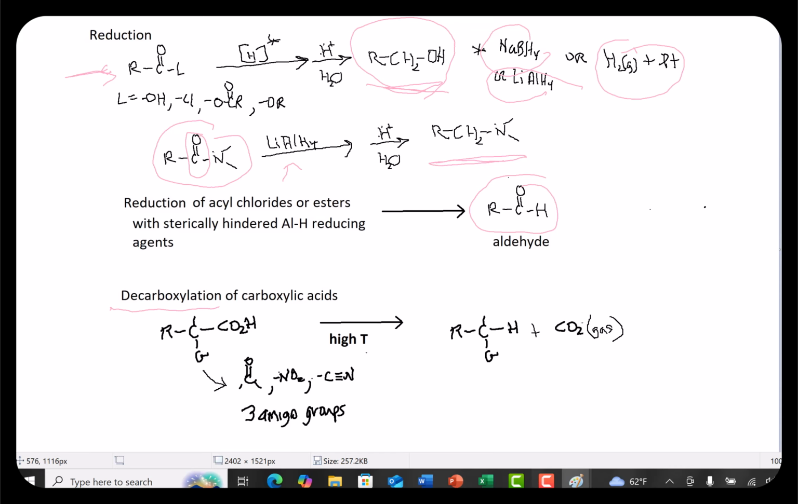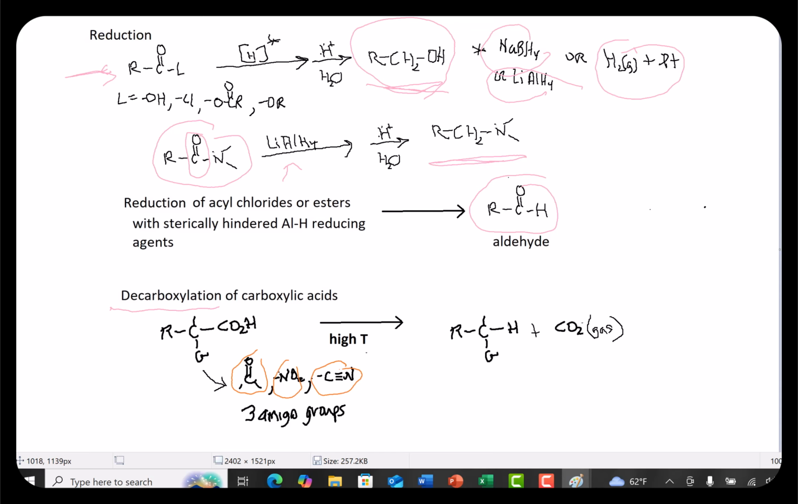This G compound, or G symbol, what's important is that it's attached to the carbon adjacent to the carboxyl group. An adjacent carbon is called the alpha carbon. So this G group we could call an alpha substituent. And there's three possibilities here that we will encounter. As shown here, a carbonyl group, nitro, and cyano group.